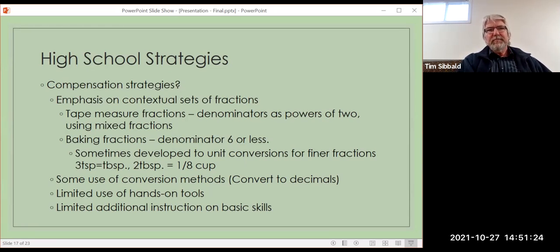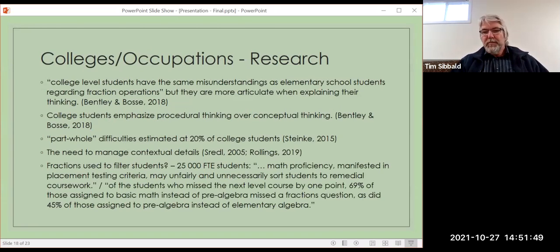Sometimes converting to decimals, which I mentioned. Hands-on tools are used less and less because of time restrictions. And similarly, instruction on basic skills around fractions across the board. You might focus on special cases, but as far as across the board, time gets tight. It doesn't happen. What we know about colleges is that college level students have exactly the same misunderstandings and issues as elementary school students. We know that college students tend to emphasize procedural knowledge over conceptual.